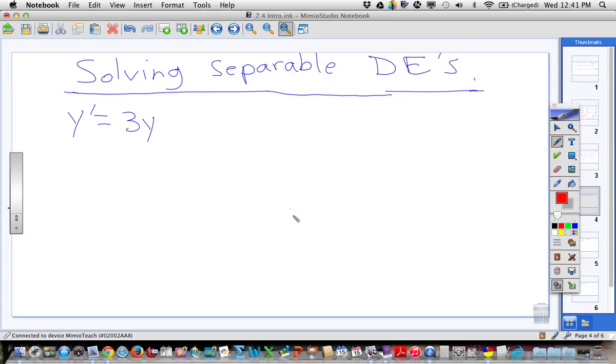The old y prime equals ky. Let's show that we actually do get that solution right there. So let's go through it. Here's how it works. First thing we're going to do is change the y prime to dy over dx. Actually, I'm going to make it dt, because normally in differential equations our input variable is t, not x.